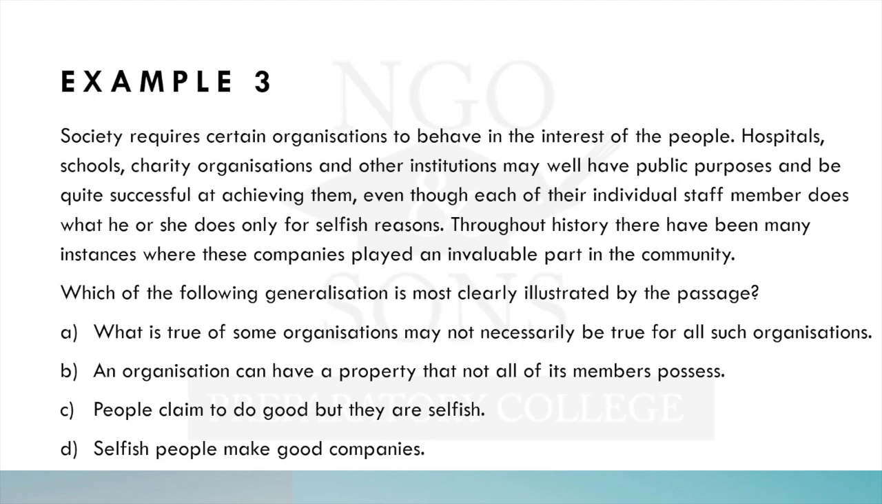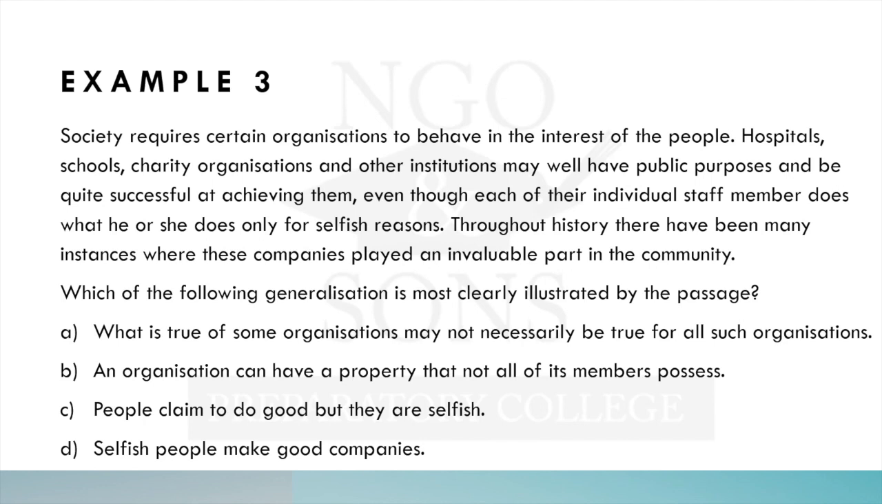Now let's look at example 3. It says, society requires certain organizations to behave in the interests of the people. Hospitals, schools, charity organizations, and other institutions may well have public purposes and be quite successful at achieving them, even though each of their individual staff members does what he or she does only for selfish reasons. Throughout history, there have been many instances where these companies played an invaluable part in the community. Which of the following generalizations is most clearly illustrated by the passage?